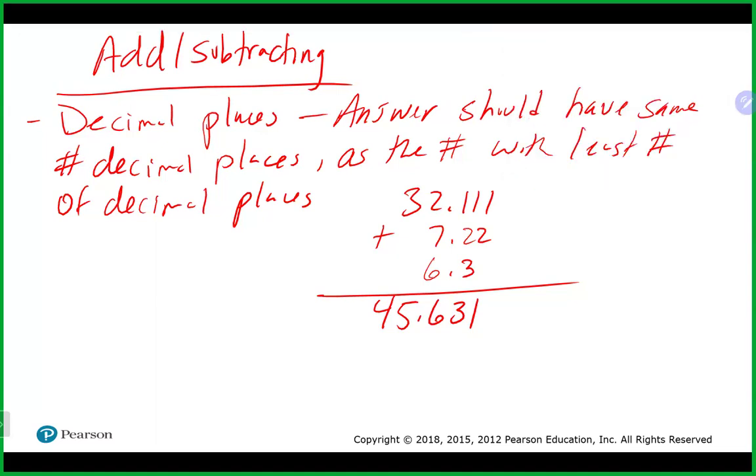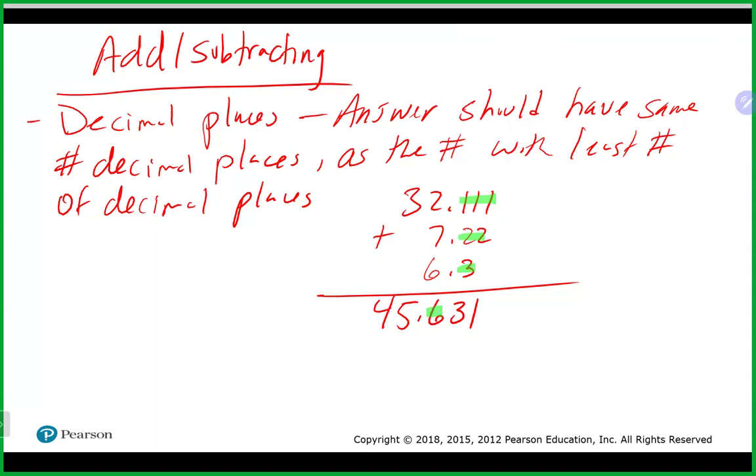So the first number here has 3 decimal places. Again, not significant figures, but decimal places. This number has 2 decimal places. This number has 1 decimal place. That means my answer should actually go to 1 decimal place, which is there.